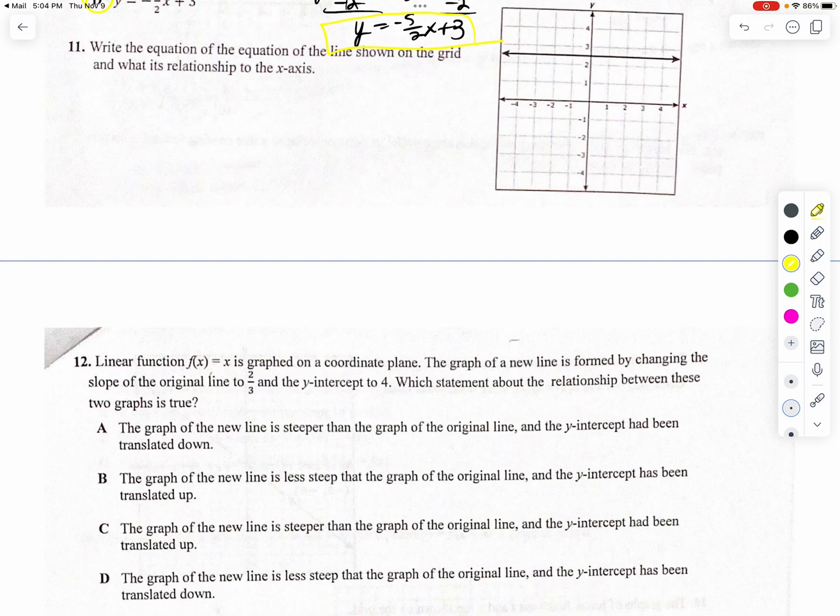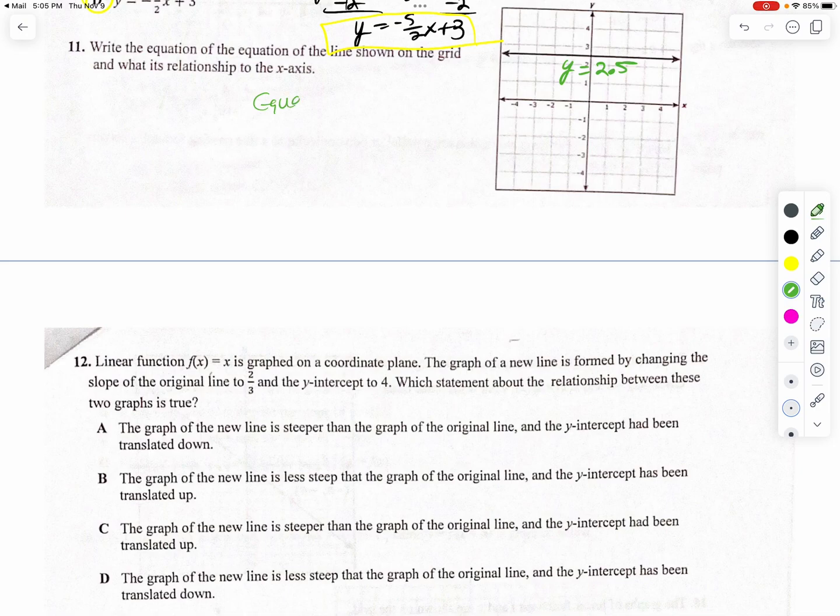Write the equation of the line shown on the grid. What is the relationship? All right, y'all, this is a horizontal line passing through. Okay. All right, here we go. This horizontal line is passing through the y-axis. Therefore, the equation has to be y equals, right? It's in between 2 and 3. So my guess is that the equation is y equals 2.5. Right? What is its relationship to the x-axis? Is clearly parallel because they don't intersect.